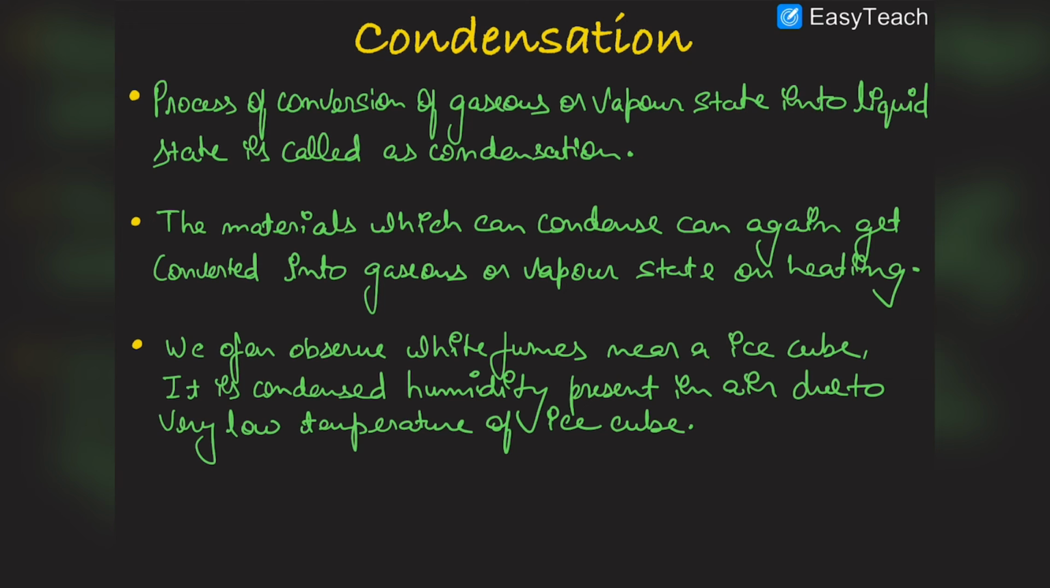So we often see white fumes around an ice cube when we take it out from a refrigerator. That white fume is the condensed humidity in the air due to contact with very low temperature ice, and that condensed humidity tries to block the light. That is why we observe that portion as translucent. So we call it white fumes.